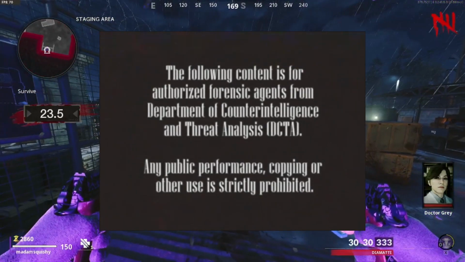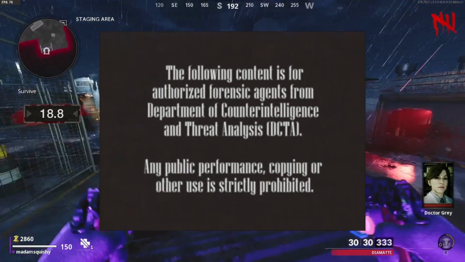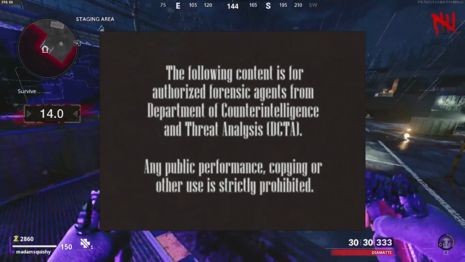The following content is for authorized forensic agents from the Department of Counterintelligence and Threats Analysis. Any public performance, copying, or other use is strictly prohibited.